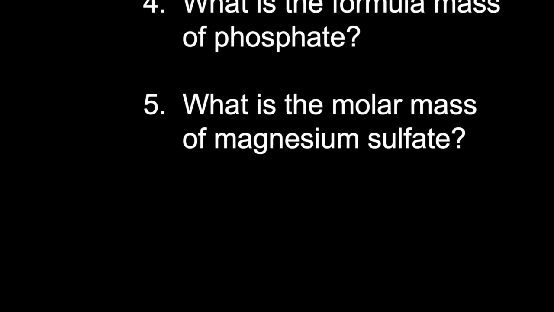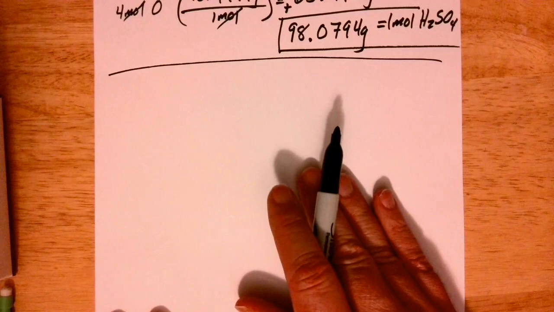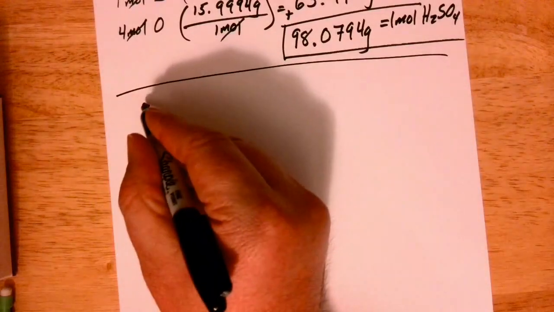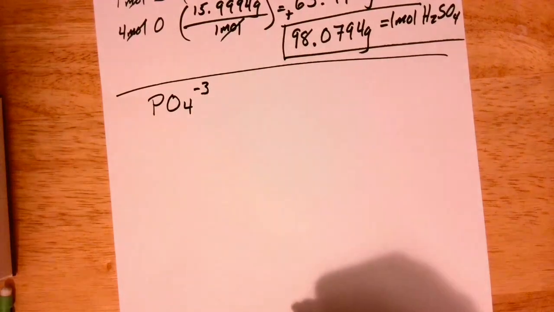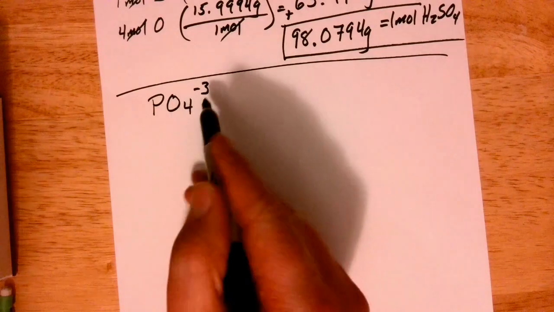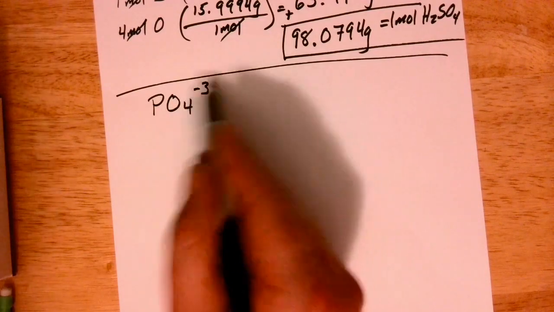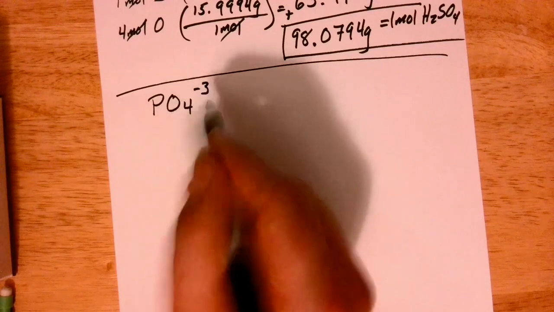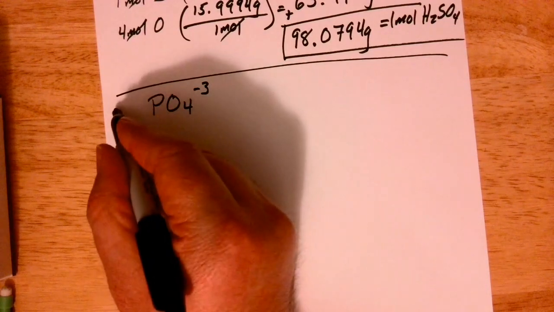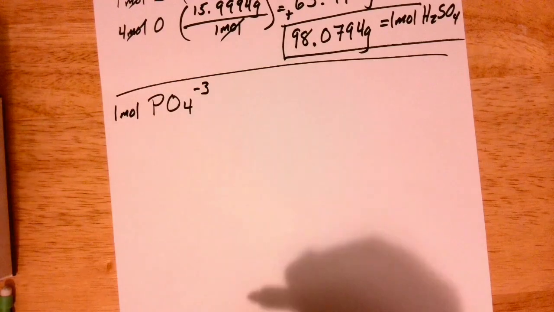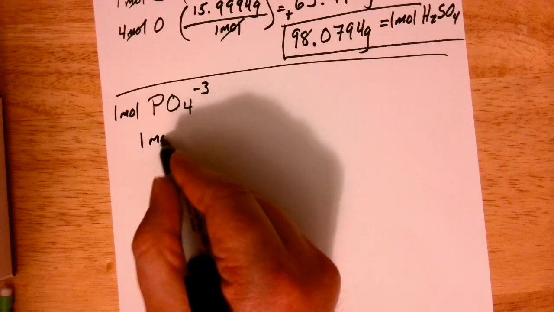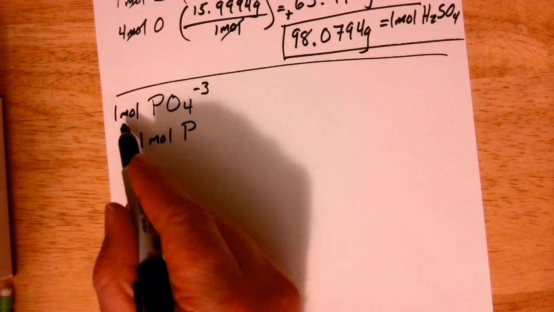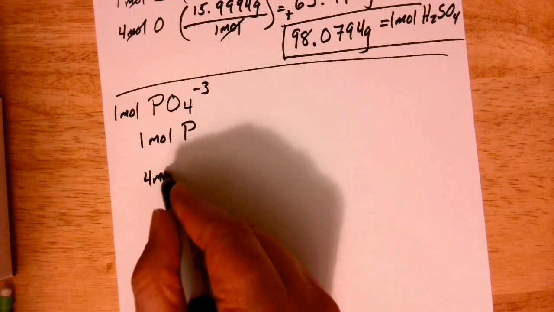What is the formula mass of phosphate? Now this is an ion. Next one is phosphate. Now phosphate is a polyatomic ion, which is PO4 -3. Now some people will think, oh geez, what do you do? It has a -3 charge up here. So let me show you what you do. First of all, you assume you have 1 mole of phosphate, which means you're going to have 1 mole of phosphorus, and you're going to have 4 moles of oxygen.